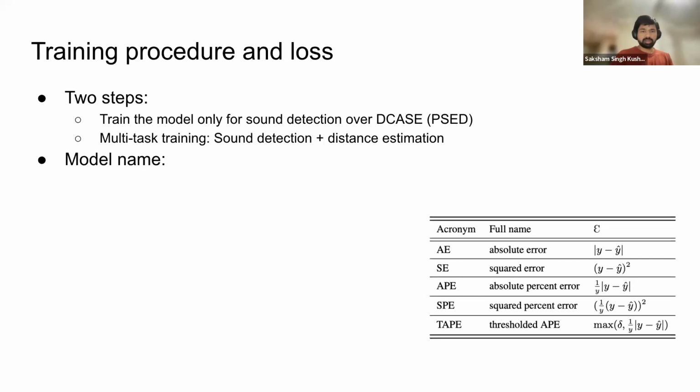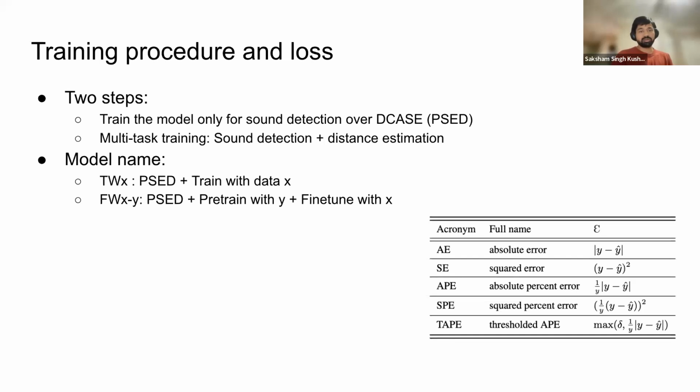We do several tests to estimate the benefit of pre-training over bigger data and fine-tuning and adapting over smaller datasets. Note that all of our models are initialized with the pre-trained sound detector. We also experiment with several regression loss functions for distance estimation.